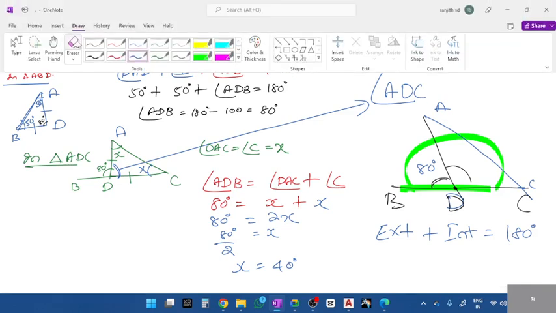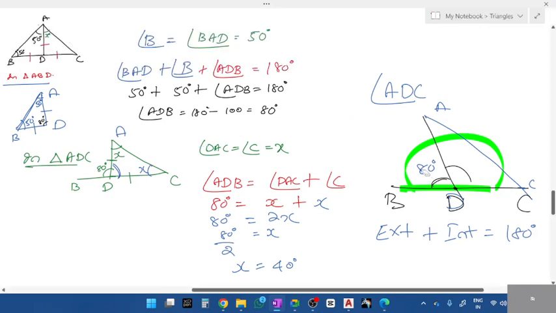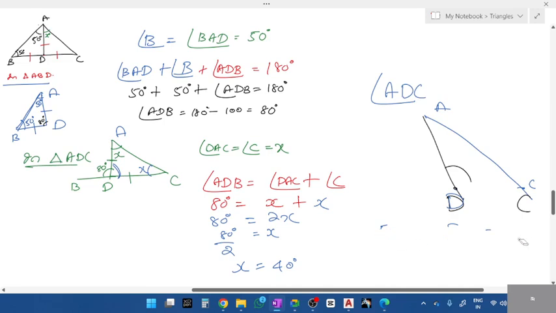You can use this. If not, we already found X, right? We already found angle A and C. What is the value, students? Angle A and C, 40 and 40. Now, which formula do we use to find ADC? If all three are inside the triangle, sum of interior angles. That's it. So you can use any one of these formulas, you'll get the answer.